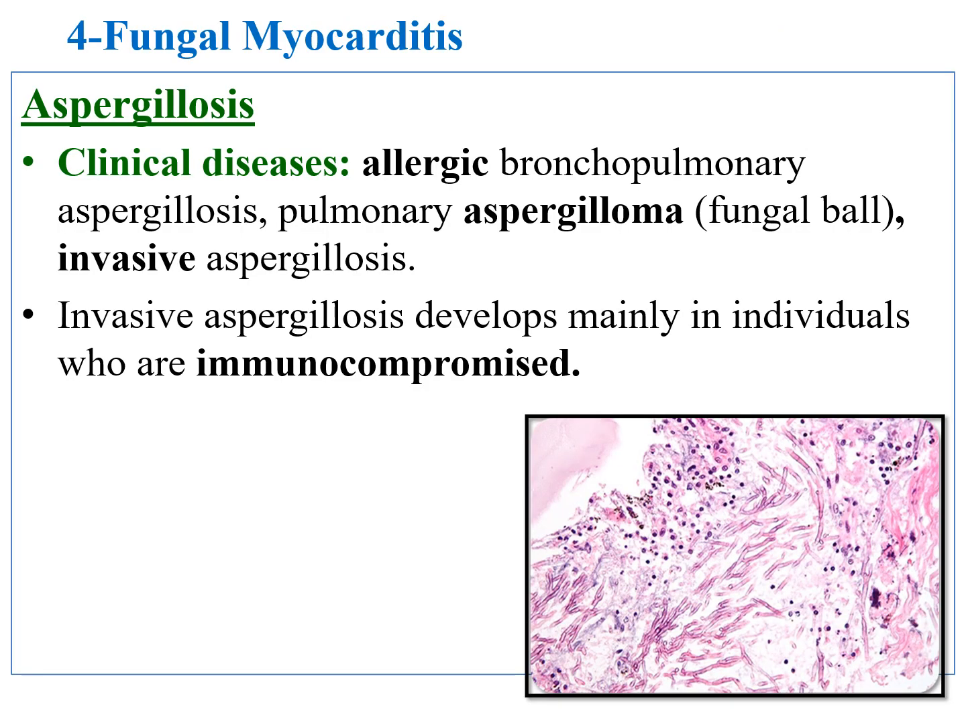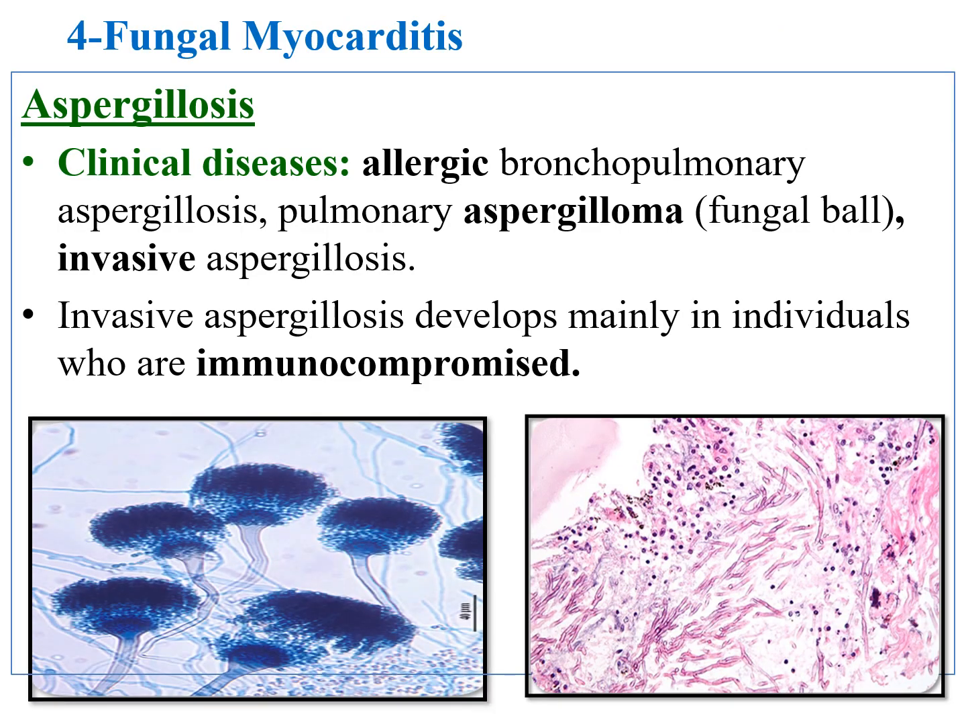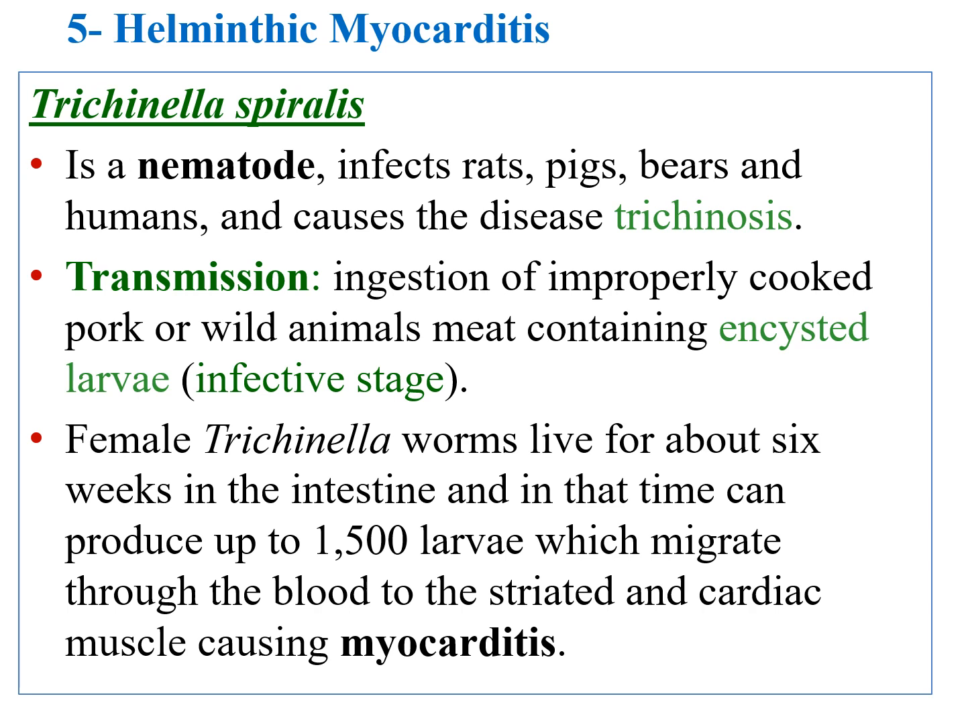Some fungi, including Aspergillus, can also cause myocarditis. Myocarditis by Aspergillus happens only in the form of invasive aspergillosis in those who are immunocompromised and neutropenic patients, where the fungus has the ability to spread from the lung to other tissues and invade them. Some helminths, including Trichinella spiralis, can also infest the myocardium and cause myocarditis.